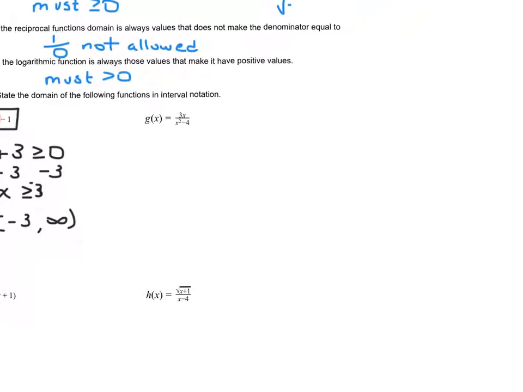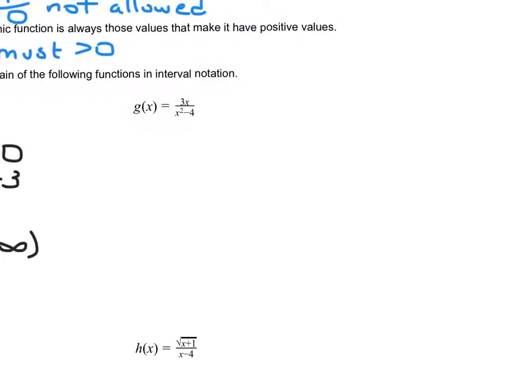Let's look at this function, g of x equals 3x over x squared minus 4. Now this is an example of a reciprocal function where you have a numerator and denominator. And remember the key here is we didn't want the bottom to equal 0. We can't have the bottom equal 0. So the question is, what numbers make x squared minus 4 equal to 0? And we don't want that to happen.